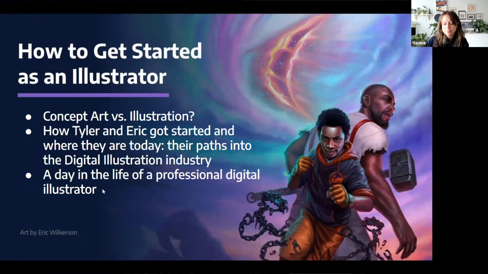Yeah, it's awesome. But I think you kind of explained it perfectly. Like there's objects and people that you could draw as concepts, but with illustration it's more about telling a story.